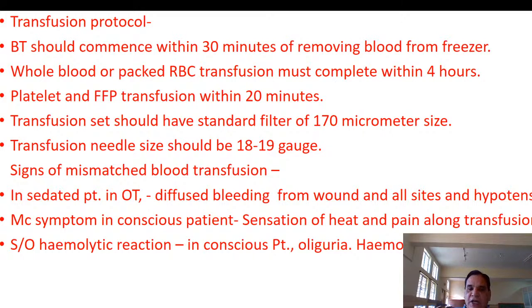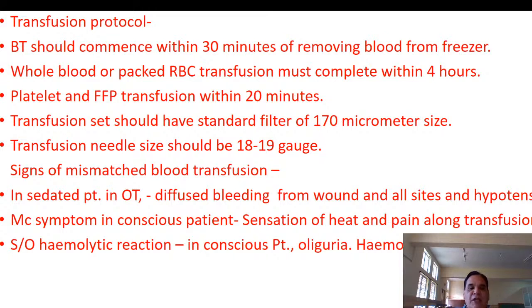The transfusion set should have a 170 micrometer size filter. Preferably give the blood only through a blood transfusion BT set, not the routine IV set. The needle size should be 18 to 19 gauge. It should be large so that very fast blood transfusion can be given as a life-saving measure.